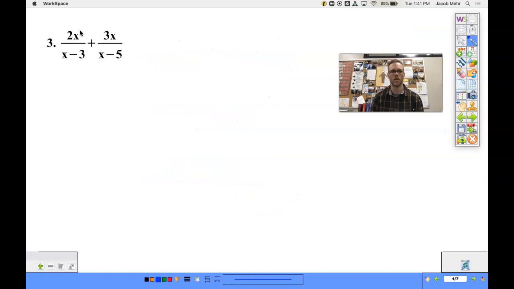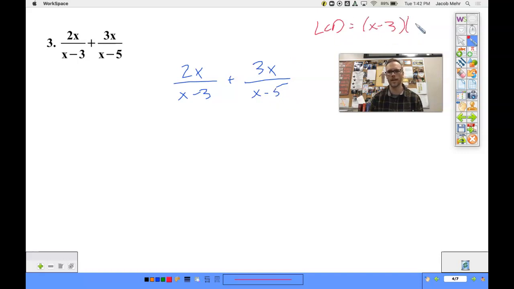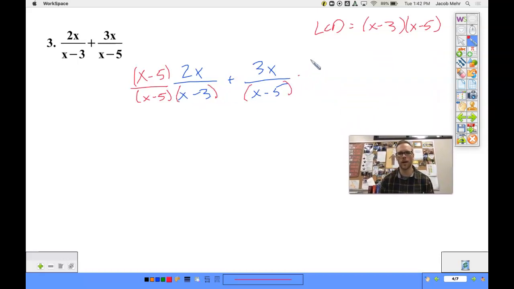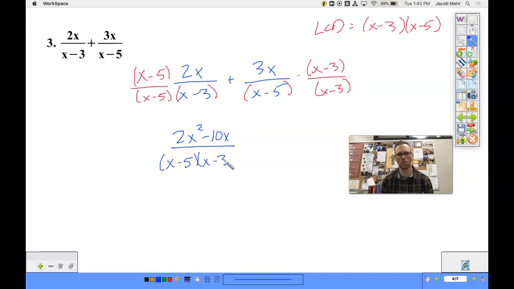Let's keep ramping it up. 2x over x minus 3 plus 3x over x minus 5. Our LCD has to have an x minus 3, and it has to have an x minus 5. So this one, I'm going to have to multiply by x minus 5 over x minus 5. And let me throw parentheses around those. And this one, I need to multiply by x minus 3 over x minus 3. All right, numerator here, 2x squared minus 10x. Over here, 3x squared minus 9x.